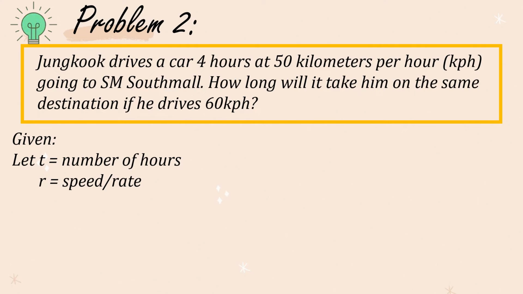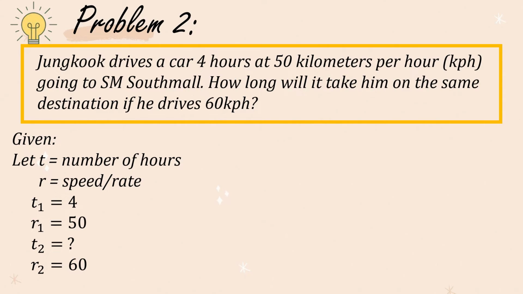So our T sub 1 will be 4 hours and then our R sub 1 will be 50 kilometers per hour. Sabi sa problem, how long will it take him on the same destination if he drives 60 kilometers per hour? So ano ang nawawala? Tama, ang nawawala ay yung time. That's why our T sub 2 is missing. And our R sub 2 is 60 kilometers per hour.